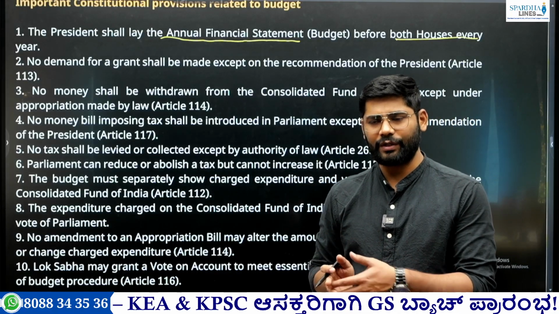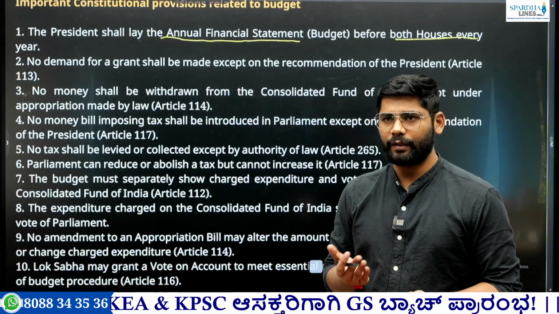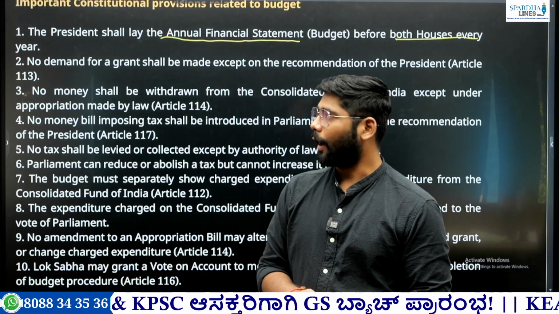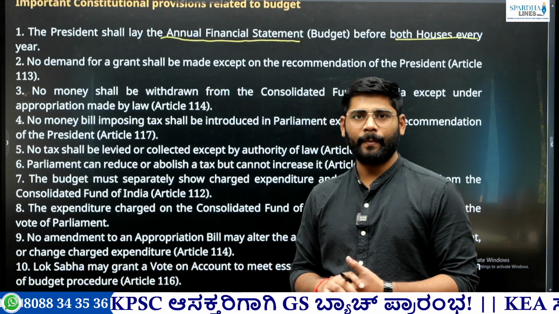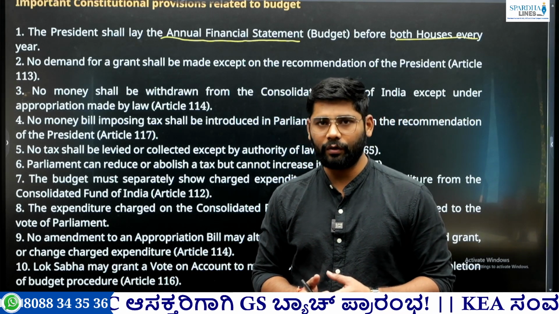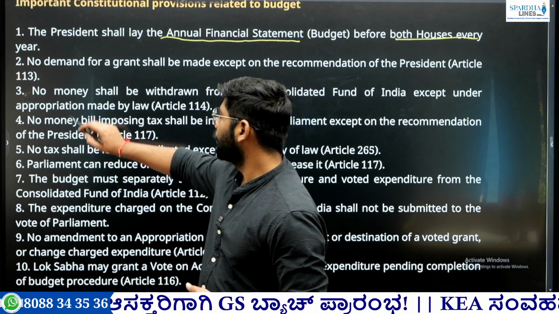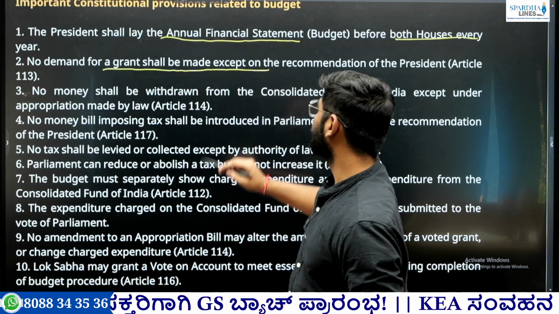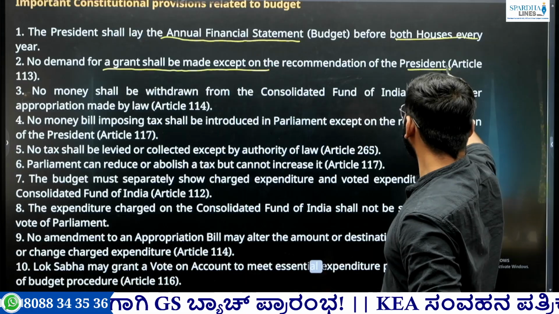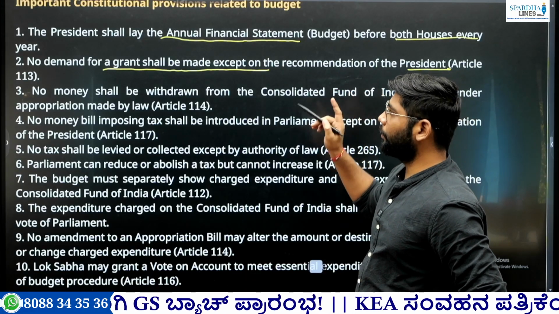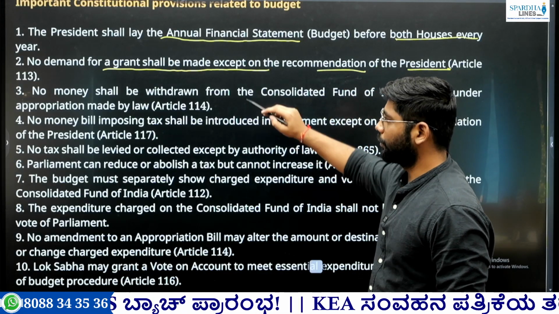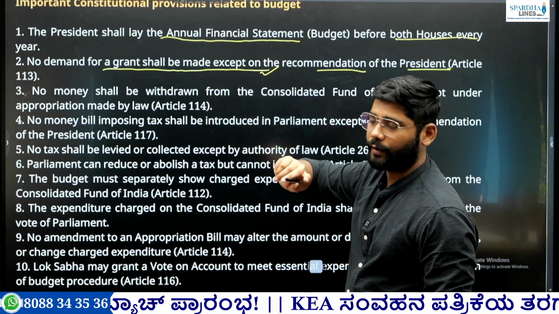There was a question asked by UPSC last year which said it is the Prime Minister. I don't know the logic; I discussed it with many people and am not able to understand the logic behind it, but it is accepted that on behalf of the President they will introduce the annual financial statement. Next, no demand for grant shall be made except on the recommendation of the President. This is the condition that needs to be fulfilled, introduced in Article 113.